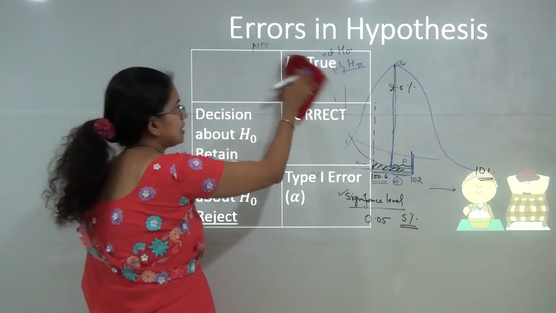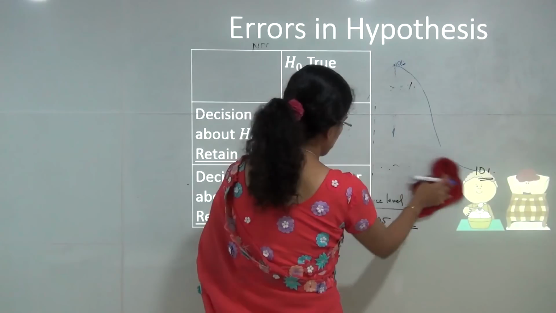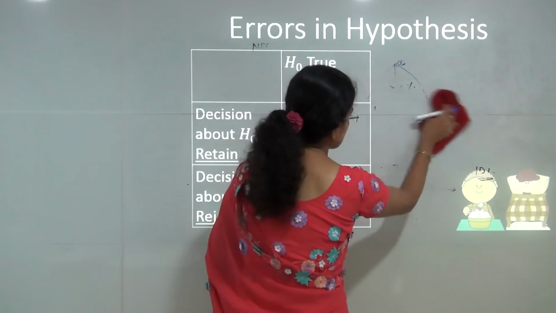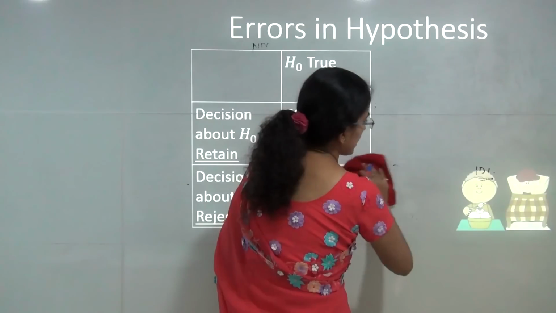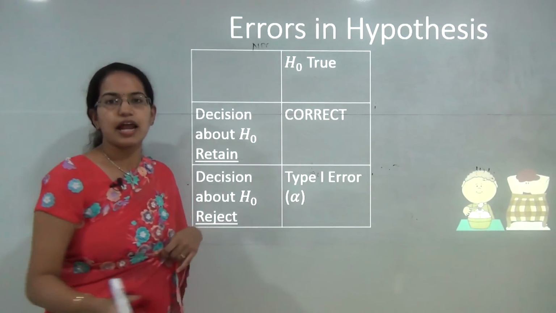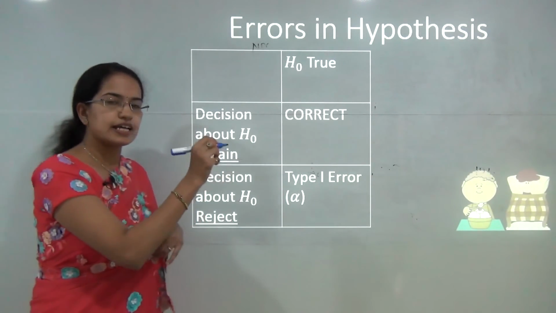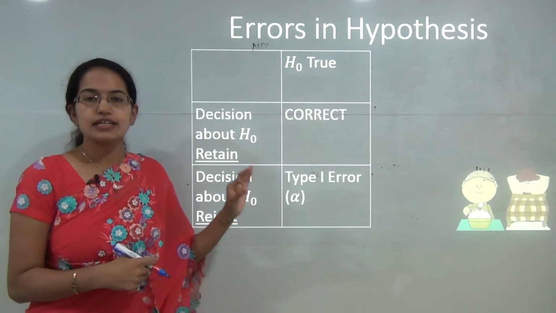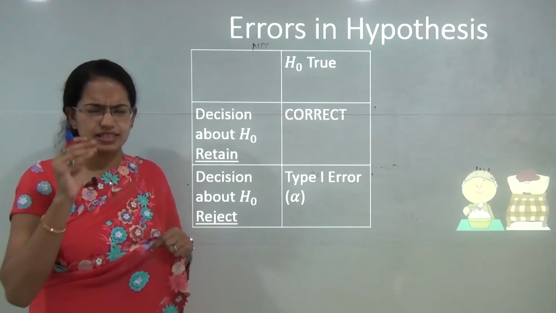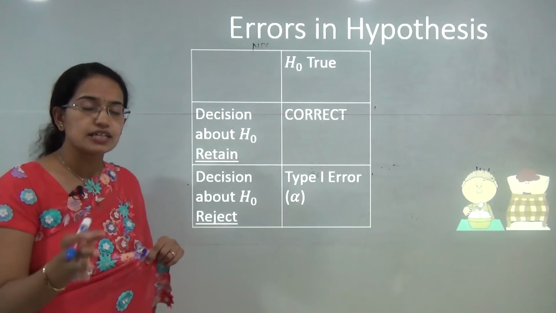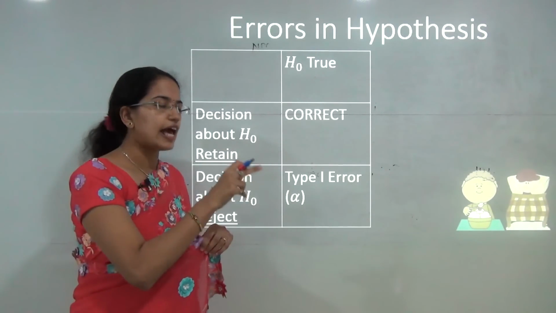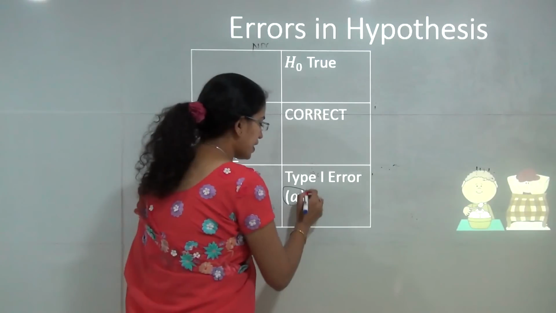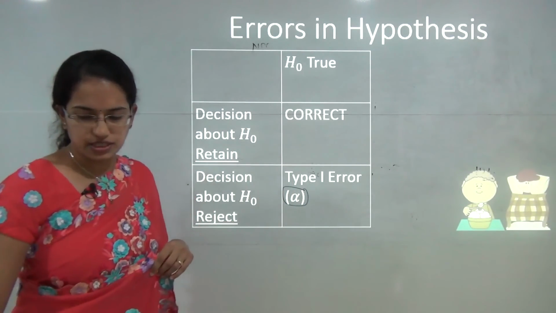So as we said, you have the alpha region that would fall here, and in the example of the child running a temperature, if the child does not have a fever and still we are concluding that the child has a fever, that would be the alpha error. So that's the first thing.